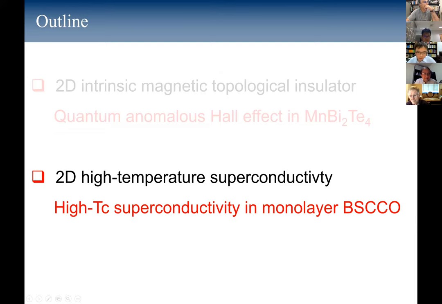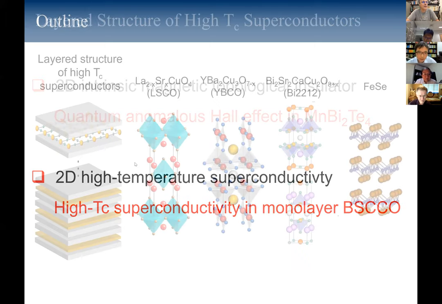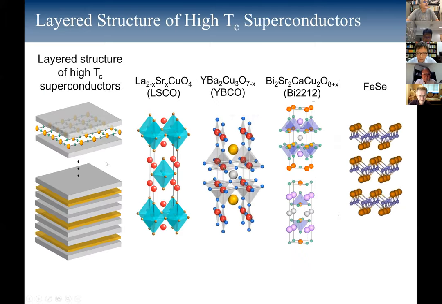Okay, now let me switch gears a little bit and talk about high temperature superconductivity in monolayer BSCCO. We were drawn to this field by a very curious observation: all the high Tc superconductors, including cuprates and also the iron-based superconductors, have this layered structure. So in this sense, they are all 2D or quasi-2D.